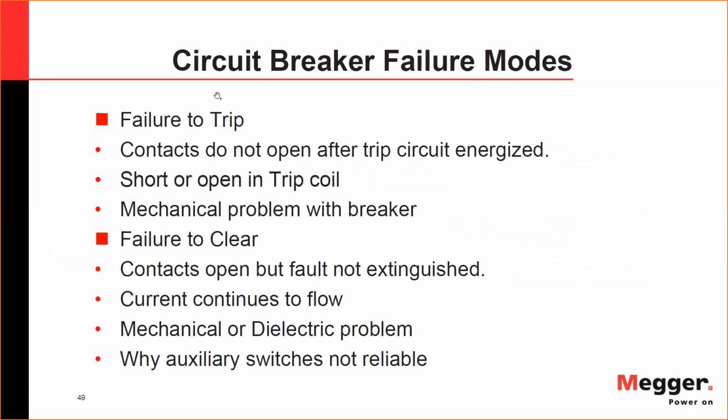Now, one thing to know is, when I consider a circuit breaker failure, I need to know what I mean by a failure in the circuit breaker. The first failure means that it failed to completely trip or operate. It didn't move at all. This could be because the tripping circuit or the trip coil did not get energized for some reason. There is a block in it or something like that. Or it could be a short circuit inside the trip coil. It was energized, but not powerfully enough to release the breaker mechanism. Or there is a mechanical problem with the breaker.